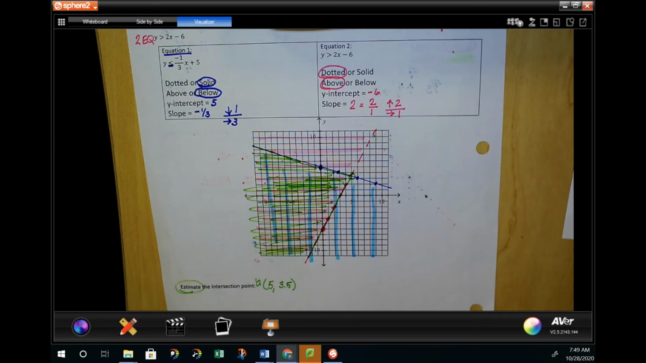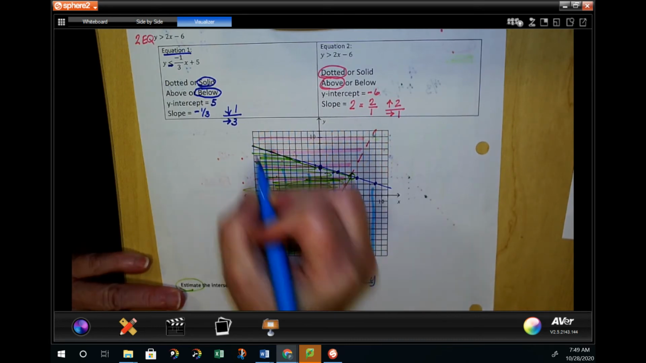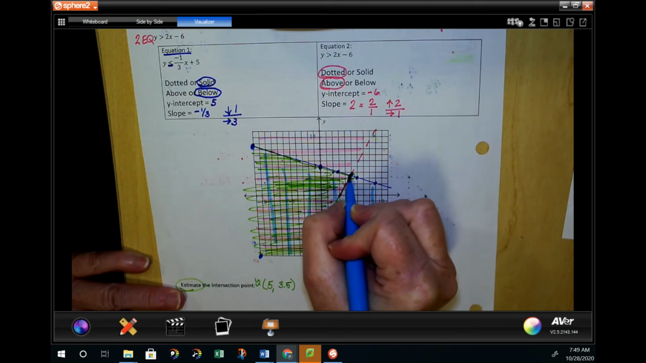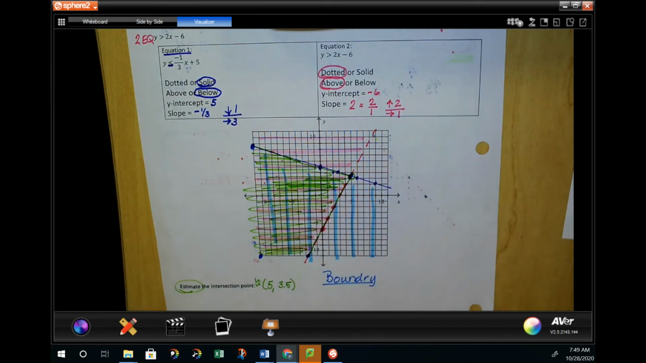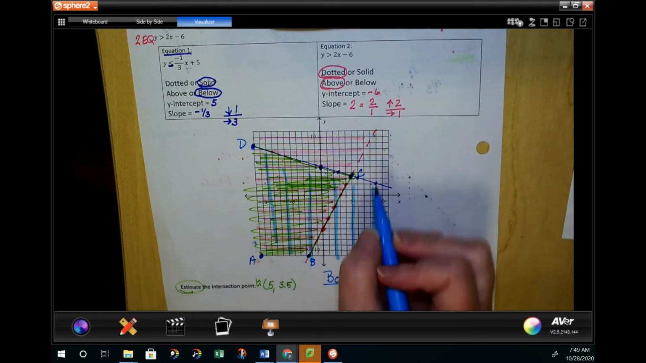Now, if I ask you to find the boundary lines, or a little boundary for this, there would be points: this point, this point, this one, and this one. Those would be your boundaries. I'm going to call them A, B, C, and D. So A over here is down 11 and over 11, so negative 11, negative 11. That's A, because that's that little bound, my little shaded region.